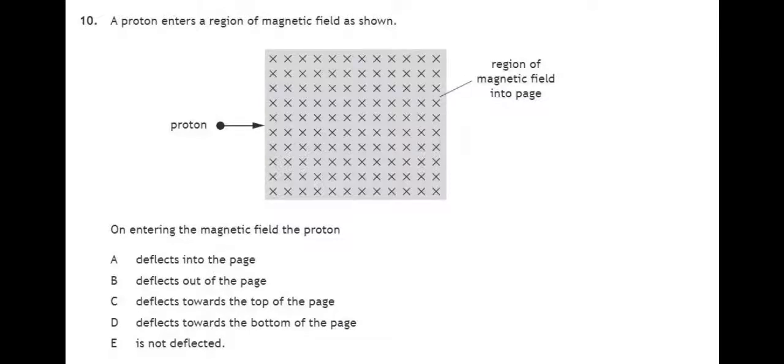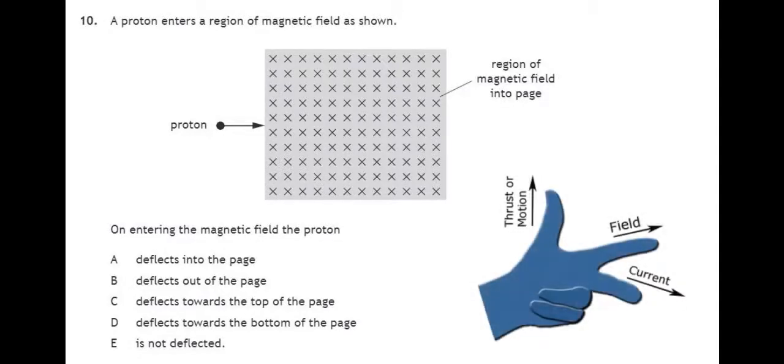Question 10. A proton enters a region of magnetic field as shown. On entering the magnetic field, the proton will... Right. This is one of these hand rules questions. Now, the way I remember which hand to use, I think in electricity, it's the electrons that move. Electrons are negative. So the right way to think about the current is electrons, negative. So our right hand is for negative charges. In this case, though, it's a proton, which is positive. So we're going to use our left hand.